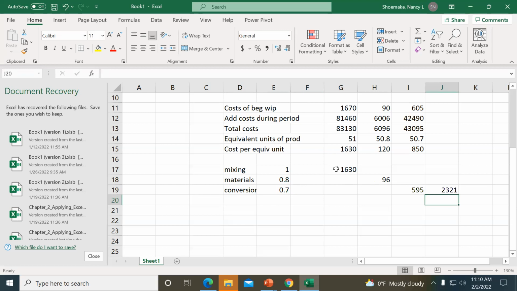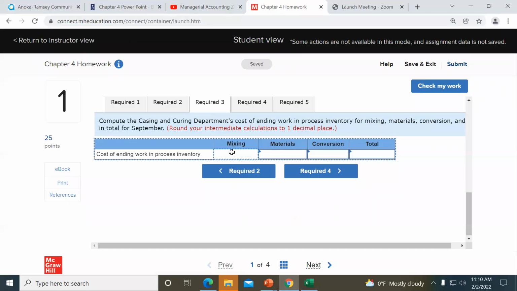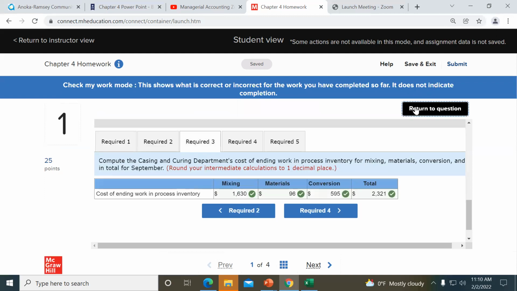Do you agree? This is mixing, materials, conversion. Here's the total. Good, bad. 1630, 96. 595. Okay.